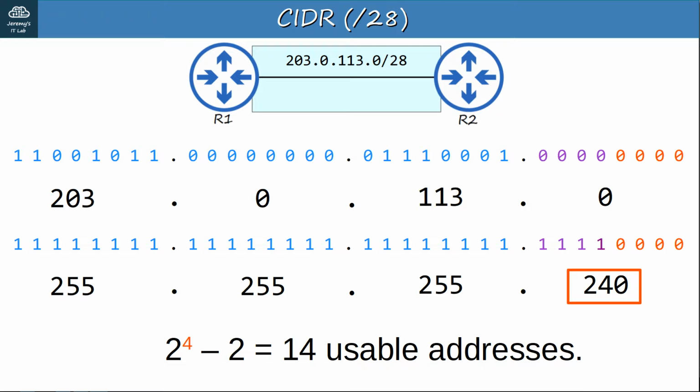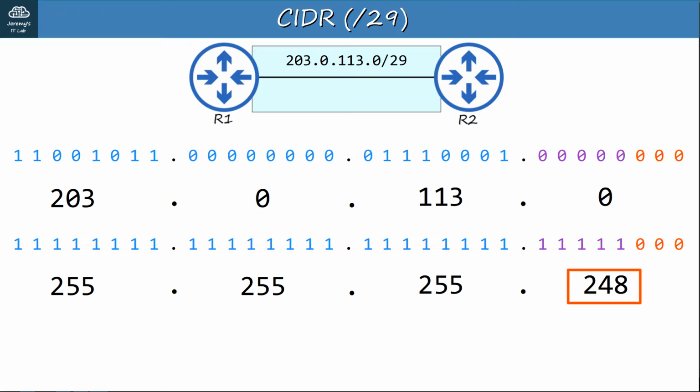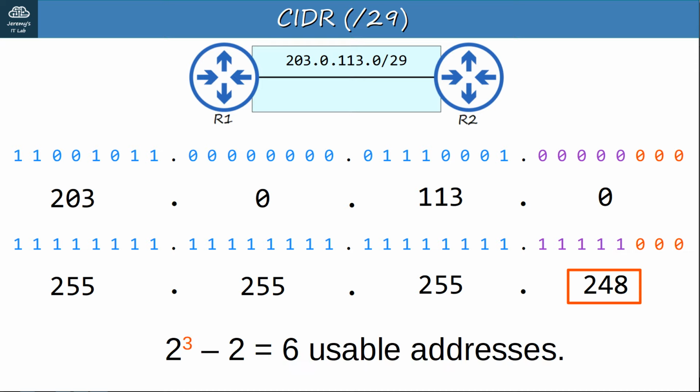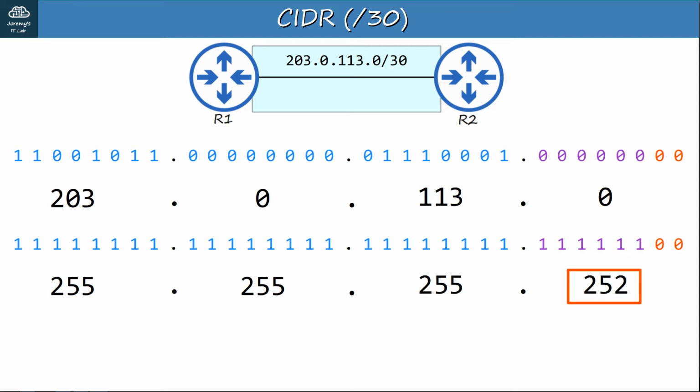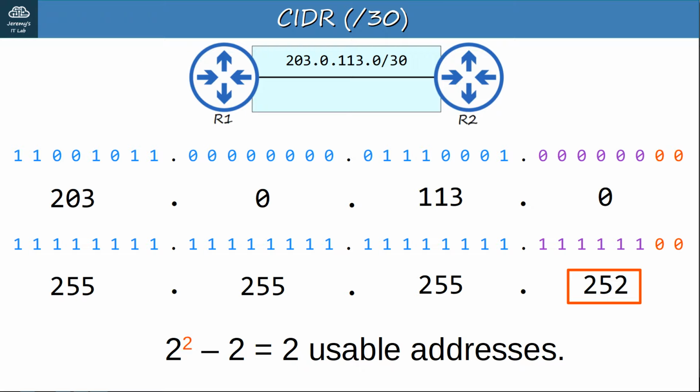But we can make this address space even smaller to make our addressing even more efficient. If we use a /29 prefix length, the mask is written as 255.255.255.248 in dotted decimal. Now we have only 3 host bits, so that means there are just 6 usable addresses. Again, after we give R1 and R2 addresses, there would be only 4 wasted addresses. If we use a /30 prefix length, the mask is written as 255.255.255.252 in dotted decimal. There are now only 2 host bits, so that means 2 usable addresses. So this is perfect. There are 4 total addresses. That's the network address, the broadcast address, R1's address, and R2's address. That means 0 wasted addresses.